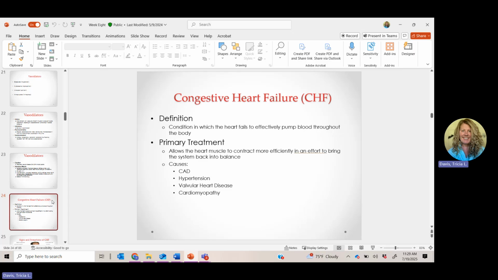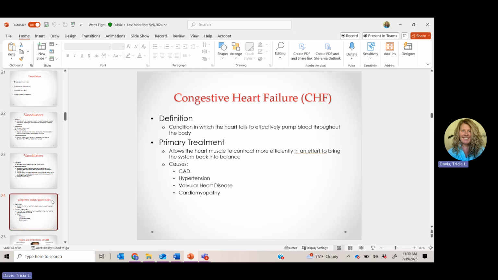All right, so we are going to talk a little bit about congestive heart failure. Congestive heart failure is when the heart does not pump effectively to get the blood throughout the body. You can have left-sided heart failure or right-sided heart failure. The primary treatment here is to allow the heart muscle to contract more efficiently so that with each pump of the heart, we get out enough blood to perfuse all the organs. So we want to make this heart work better.